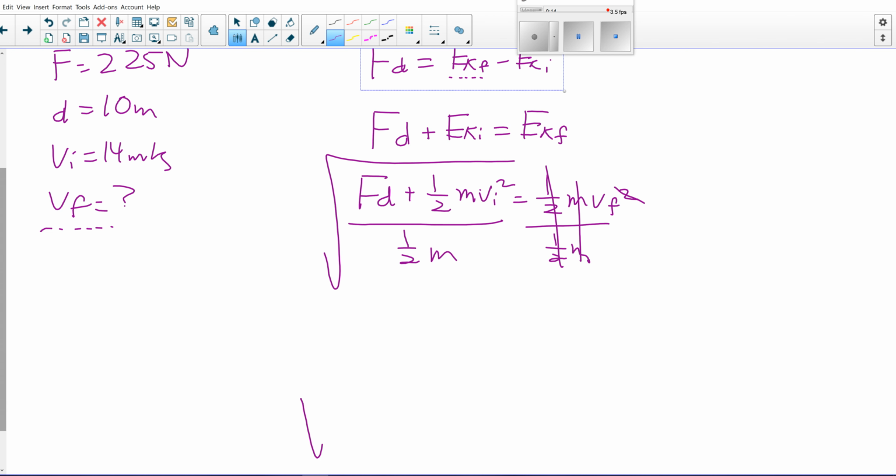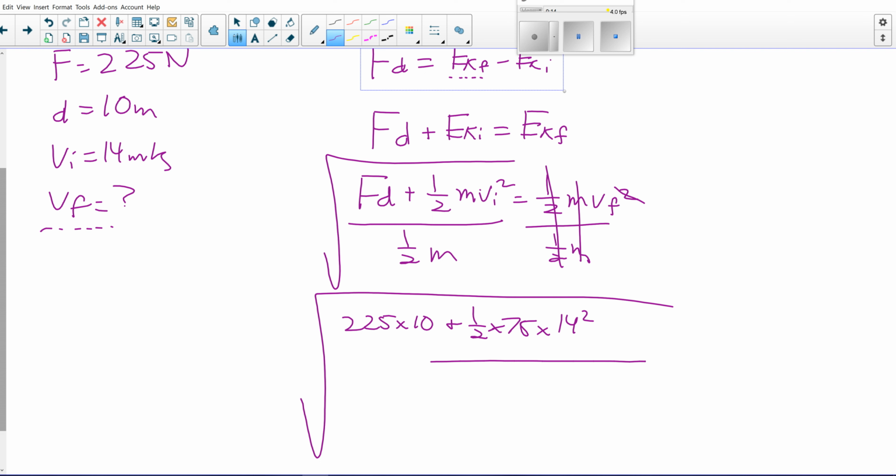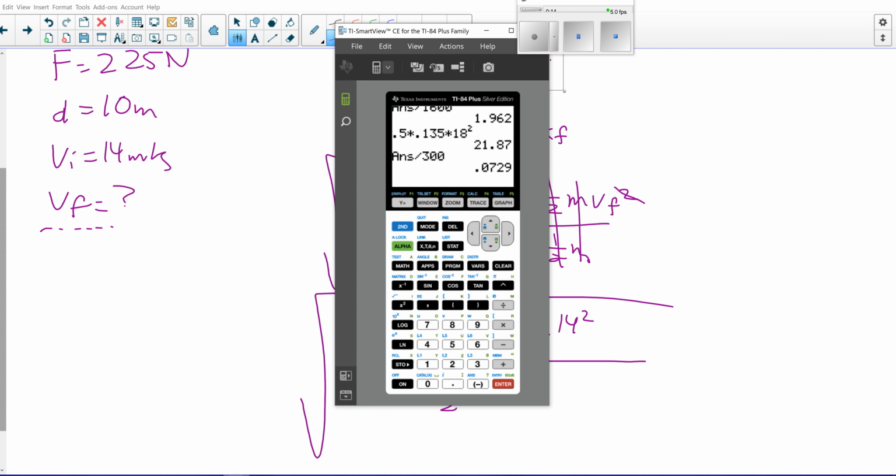So when I plug all this in, I'm going to have 225 newtons times 10 meters plus 1/2 times 75 kilograms times 14 squared, divided by 1/2 times 75 kilograms. When I punch that into my calculator, I'm not going to do that all in one step. You can if you want, but I'm not going to. I'm going to go 225 times 10, and then add to that 0.5 times 75 times 14 squared. And then I'm going to divide that by 0.5 times 75, which I put in brackets so that it does it in the order I want. So that is vf squared.